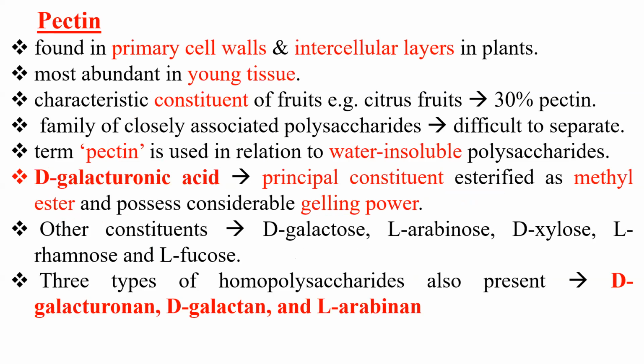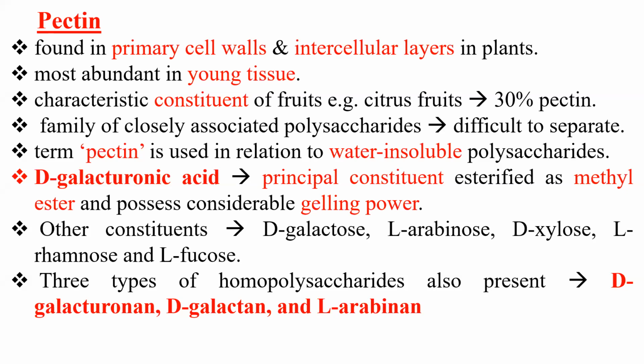Pectins. Pectins are also important polysaccharides. Specifically, they are very important for the preparation of jelly and marmalade in the food industries. Pectin is found in primary cell walls and intercellular layers in the plant and is most abundant in young tissues. It is a characteristic constituent of fruits, specifically citrus fruits, which may contain up to 30% pectin.